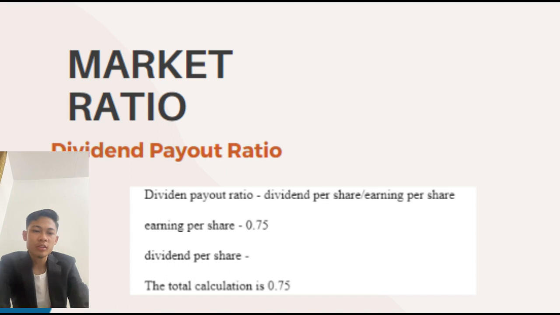So, how to calculate the ratio? The dividend payout ratio calculation is dividend per share divided by earnings per share. The earnings per share is 0.75, and the dividend per share is none. So the total calculation is 0.75.